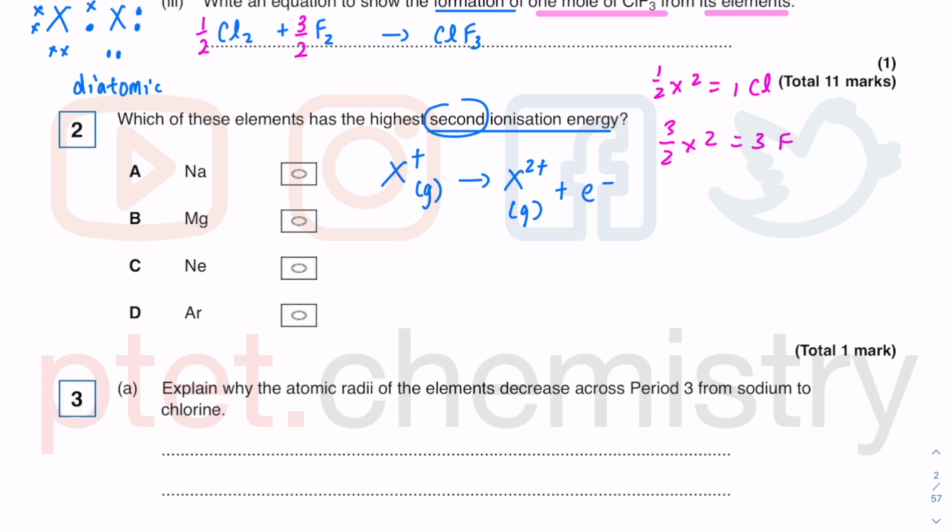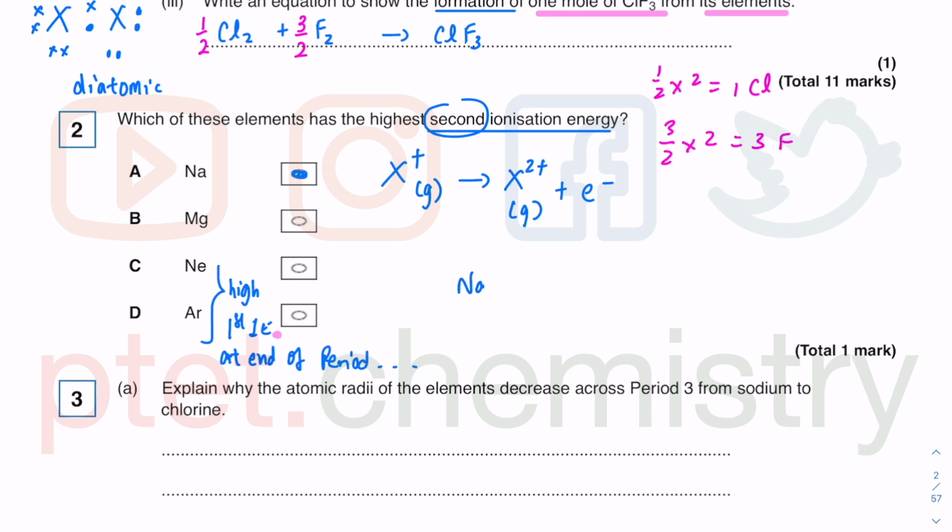Typically, the highest first ionization energy will have been argon or neon because these are noble gases. So this one will have high first ionization energy. They are at the end of their period. At the end of a period, they should have the highest first ionization energy. But we want the second ionization energy to be the highest, so you can think of the answer being sodium.